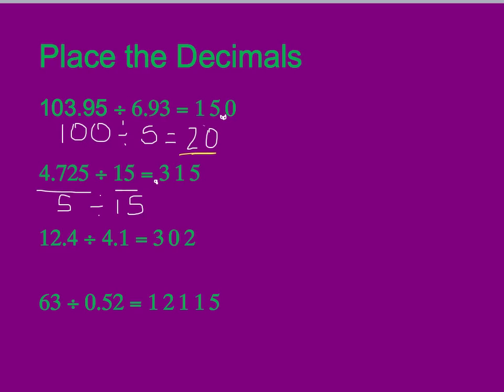Okay, so think back to the apples. If you had 5 apples and you wanted to give it to 15 people, you'd have to cut it up in 315 thousandths of a slice so everybody could get some of that apple. All right, let's take a look at the next one.